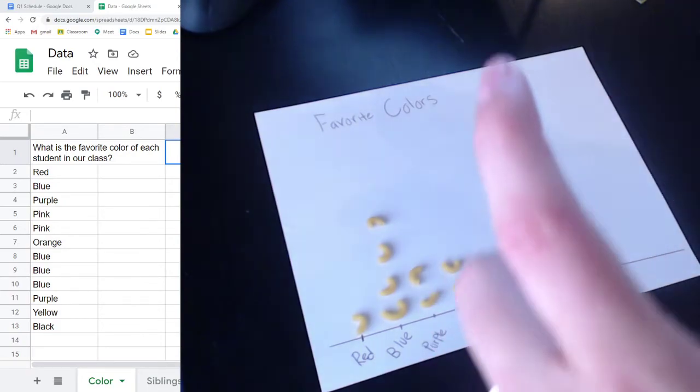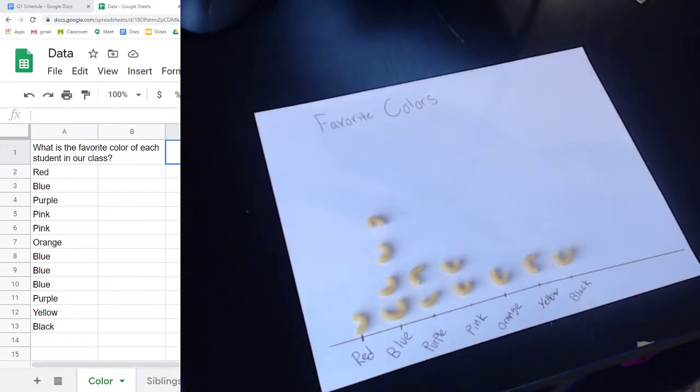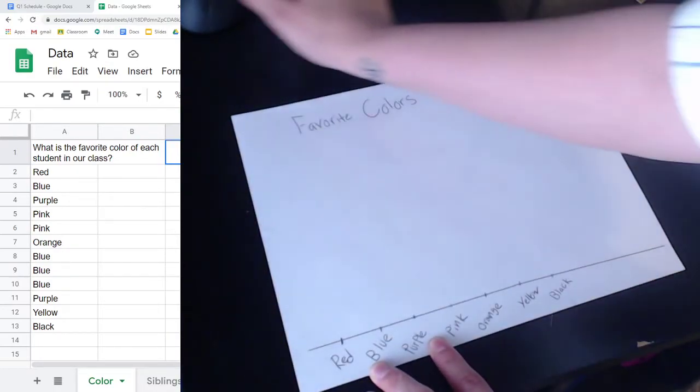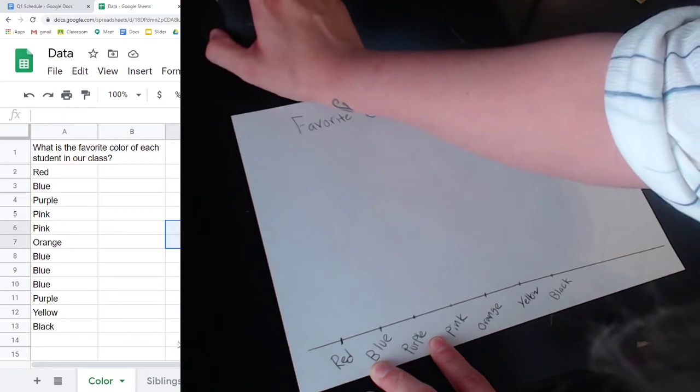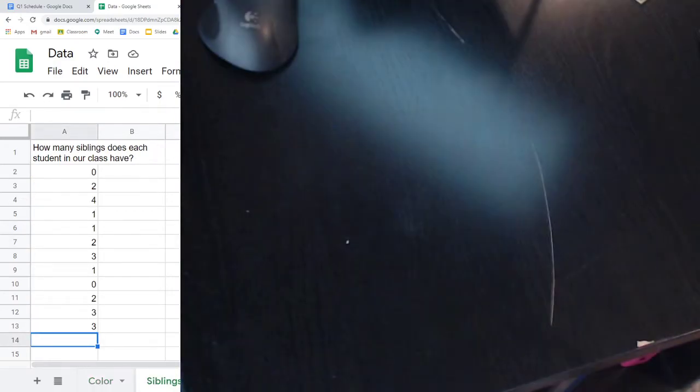Okay, this is the part where you would take a picture and upload it to Google Classroom. I'm going to do one more example. You have 5 questions you need to do, so 5 different dot plots. I'm just going to do one more.